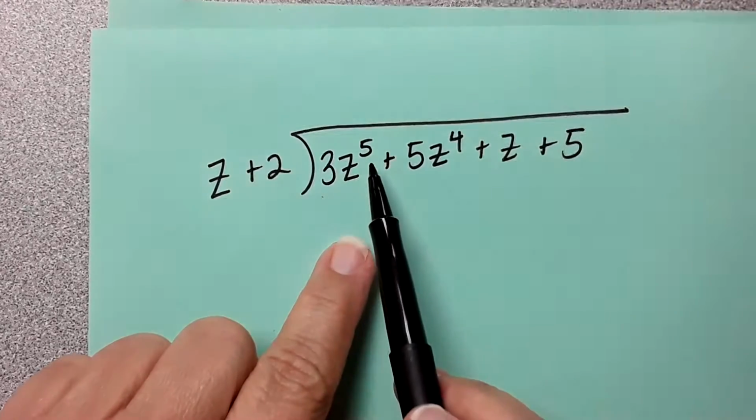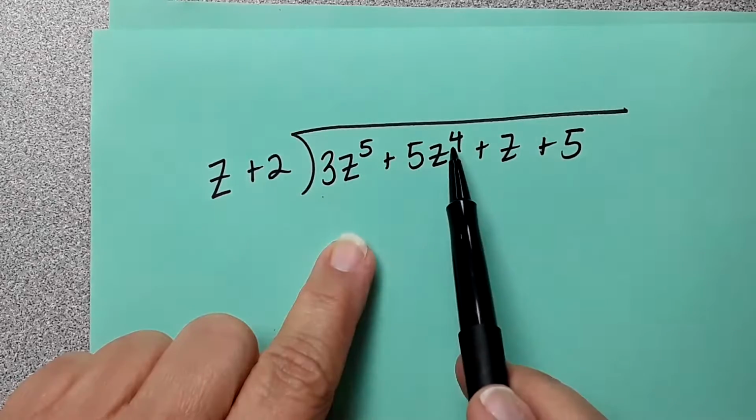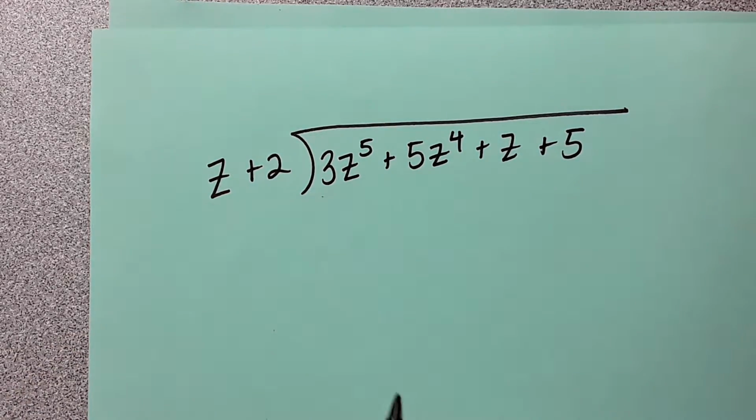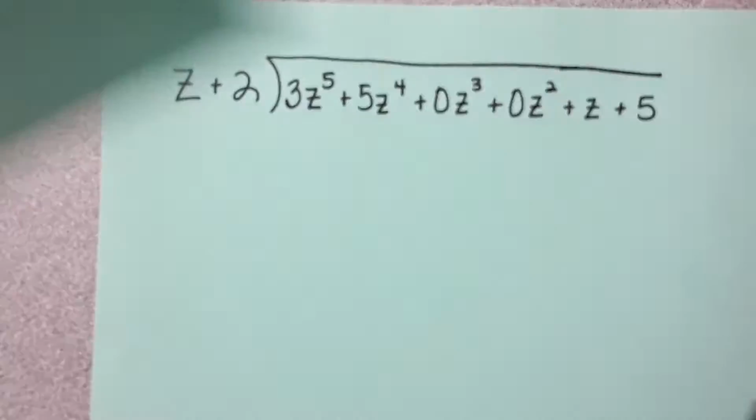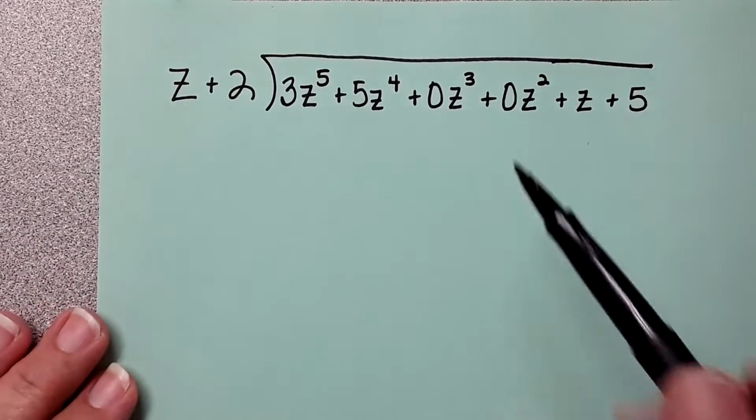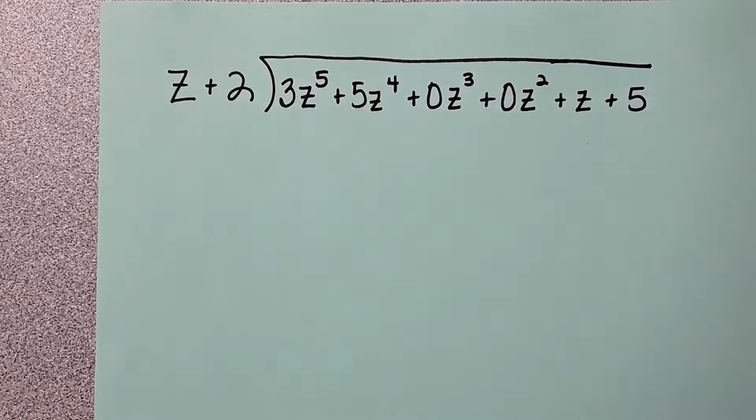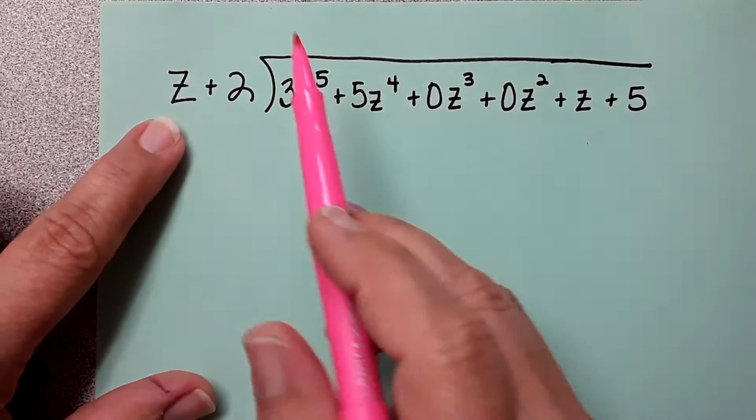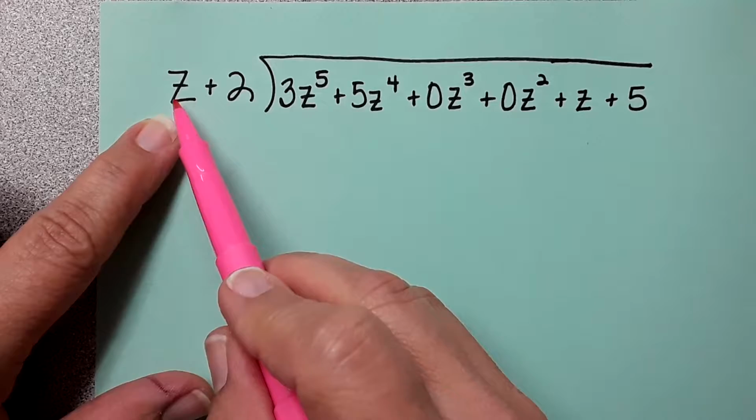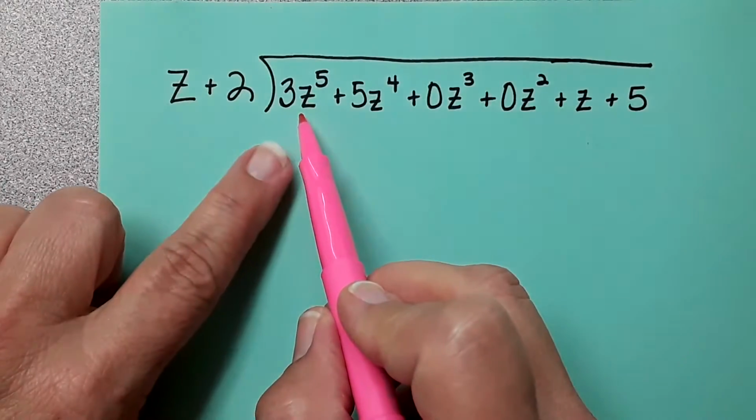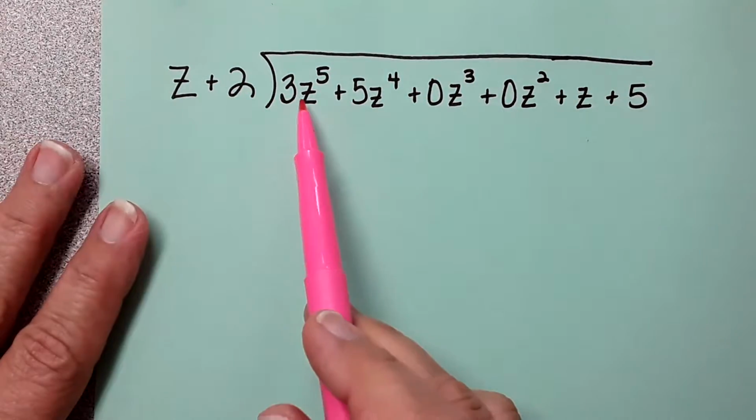So again, see how I went 5, 4, but there's no z to the 3rd or z to the 2nd. So what I did is I did placeholders. And 0z to the 3rd actually makes it disappear, okay? So when you do long division, the only thing you care about is what multiplied by z gives you this first number. Nothing else, just this first number.